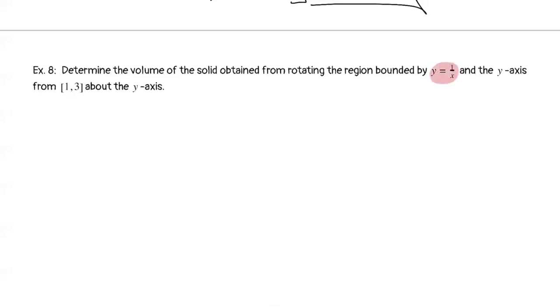Okay, so example 8 says determine the volume of the solid obtained from rotating the region bounded by y equals 1 over x and the y-axis from 1 to 3, and we are revolving about the y-axis. Okay. Now I wanted to throw in that 1 over x graph because I know we're good with parabolas, right?